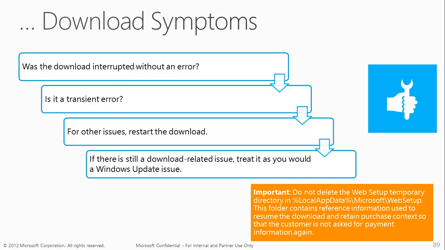Now, when you're talking about troubleshooting and the web setup folder, never delete the web setup temporary directory in Microsoft Web Setup. This folder contains reference information used to resume the download and retain the purchase context so that the customer isn't asked for their payment information again. So things like the product key that was saved whenever they purchased Windows is saved in that folder, and they would lose that product key at that point.